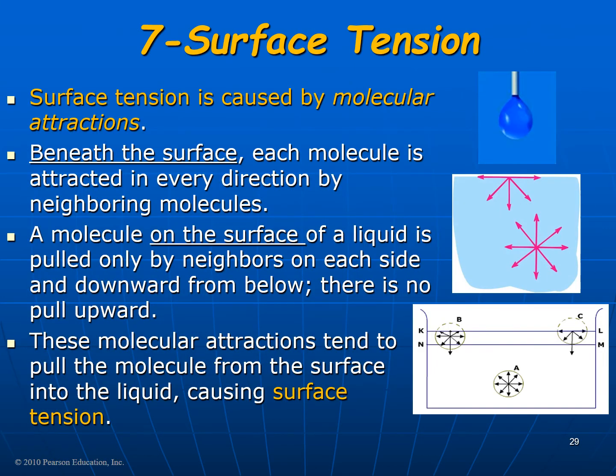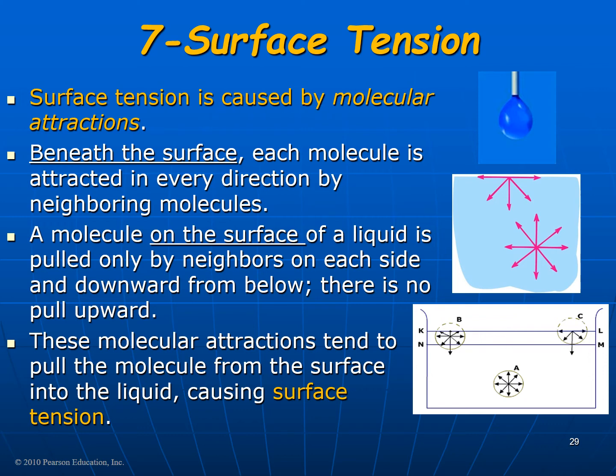Now, lastly, we are going to talk about surface tension. When we have liquid, the surface of the liquid has tension. We need to explain why we have surface tension on the surface of the liquid. So surface tension is mainly caused by molecular attraction.